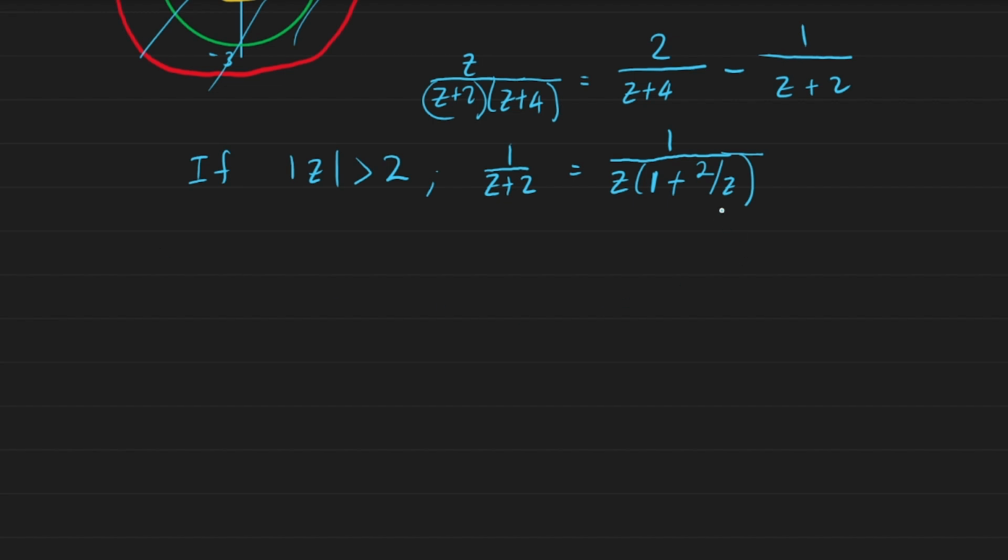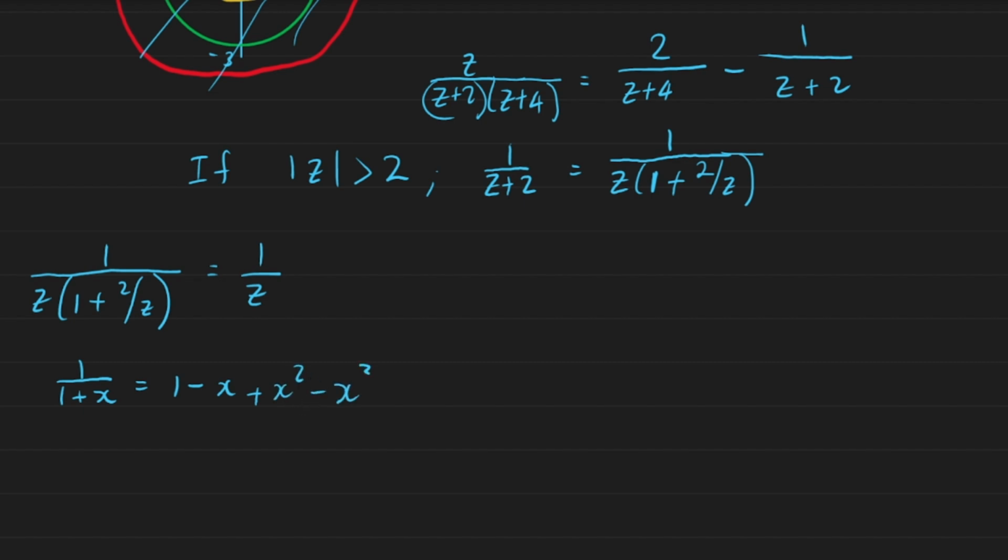So let's just bring that down. I have 1 over z times (1 plus 2 over z). Just a reminder of the binomial theorem: we have 1 over (1 plus x), which is the same as 1 minus x plus x squared minus x cubed plus x to the 4, and so on. It carries on like that. So that's all I'm going to do. I'm going to write 1 over (1 plus 2 over z) in this same form, but instead of x, I will have 2 over z.